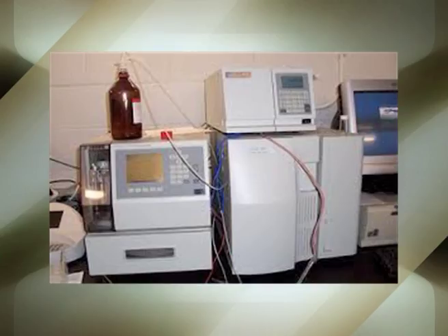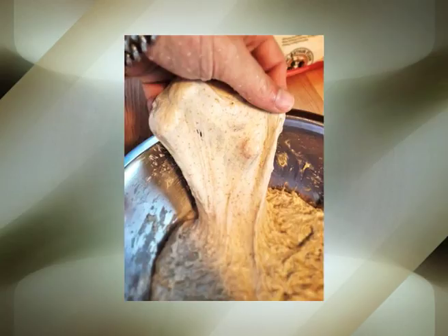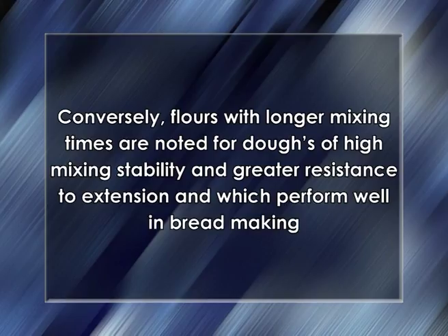Gel filtration chromatography studies have indicated that the glutenin fractions of flours with longer mixing times have a higher average molecular weight than the glutenin fractions of short mixing flours. Flours with short mixing time give doughs that break down rapidly during mixing and are easily extensible. Such flours are considered unsuitable for bread making. Conversely, flours with longer mixing times are noted for doughs of high mixing stability and great resistance to extension, which perform well in bread making.